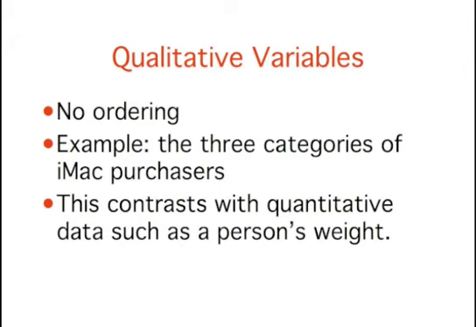The key point about the qualitative data that occupy us in the present section is that they do not come with a pre-established ordering, the way numbers are ordered. For example, there is no natural sense in which the category of previous Windows users comes before or after the category of previous iMac users.